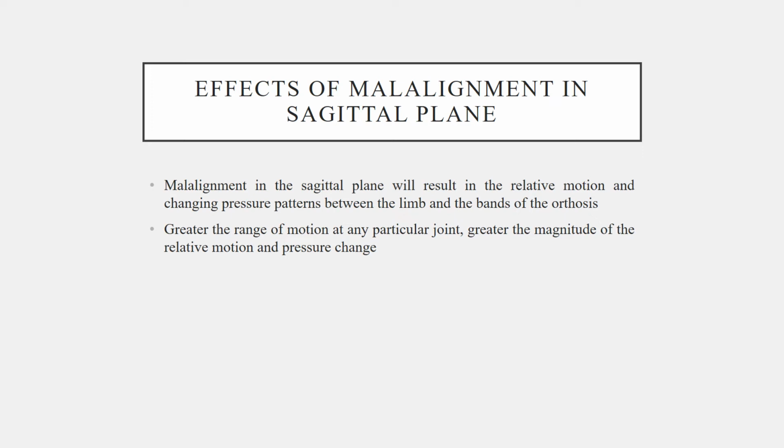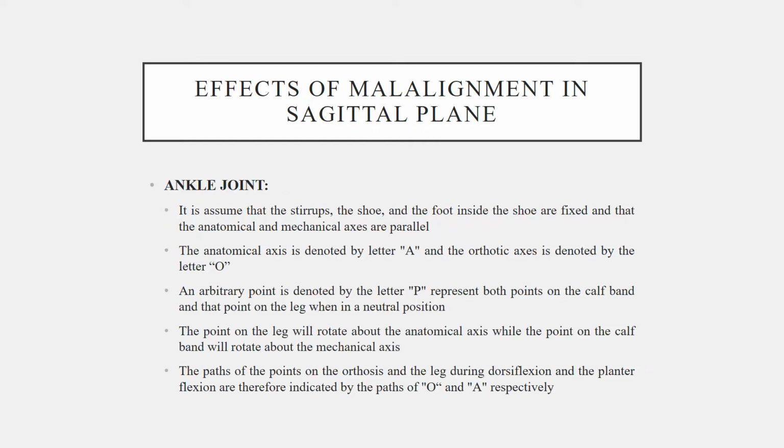Effects of malalignment in sagittal plane. Malalignment in sagittal plane will result in relative motion and changing pressure patterns between the limb and the band of the orthosis. Greater the range of motion at a particular joint, greater will be the magnitude of relative motion and pressure change. First, I will explain the malalignment of ankle joint in sagittal plane.